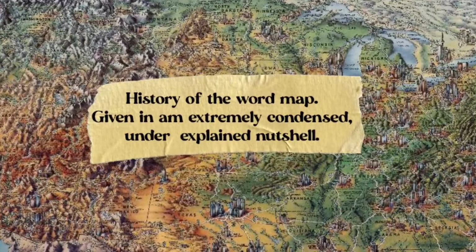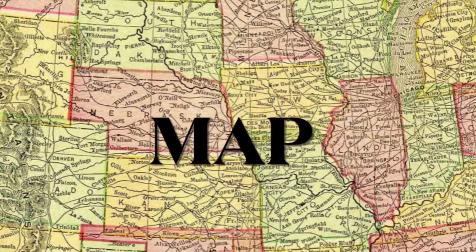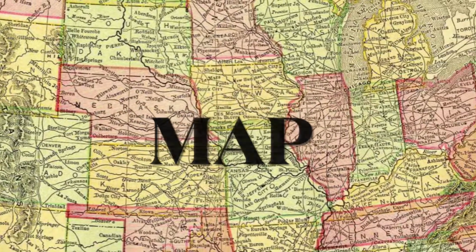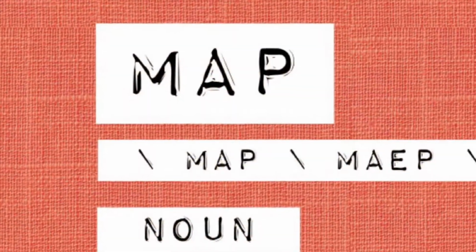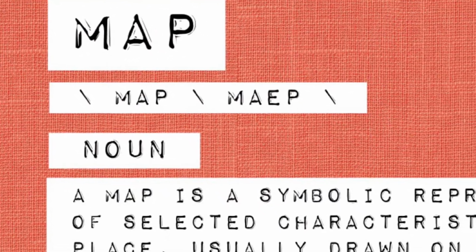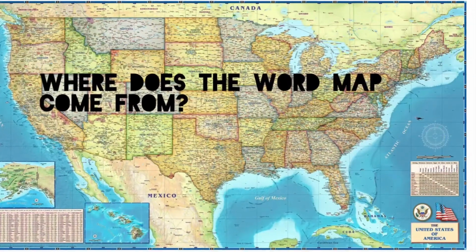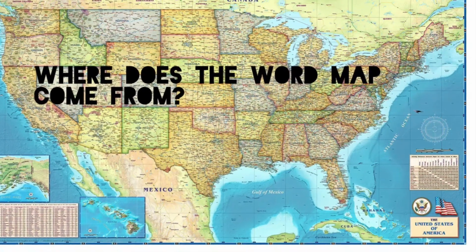Let's learn a tiny little bit of history about the word map today. Now, it's short, just 3 little tiny letters, but its content is so big. According to the dictionary, it is a selected representation or symbolic characteristics of a place, usually drawn on a flat surface. But where do we get the word map from? How did this word come to be?